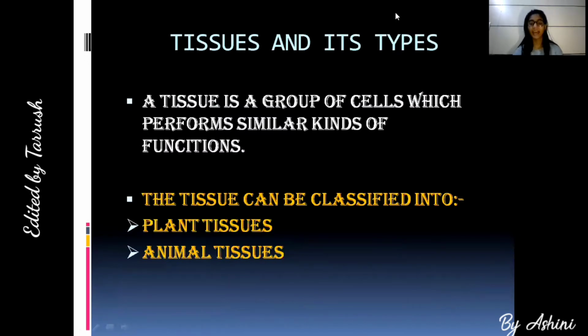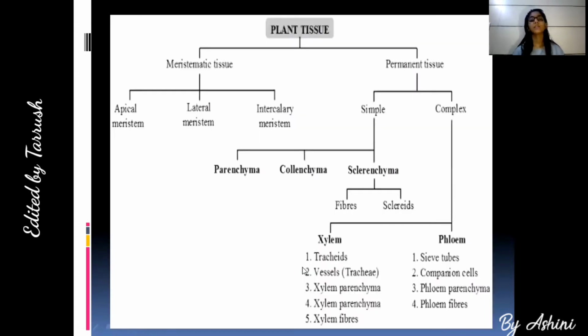Tissues and its type. A tissue is a group of cells which performs similar kinds of functions. The tissues can be classified into plant tissues and animal tissues. So this is a small mind map of plant tissues.